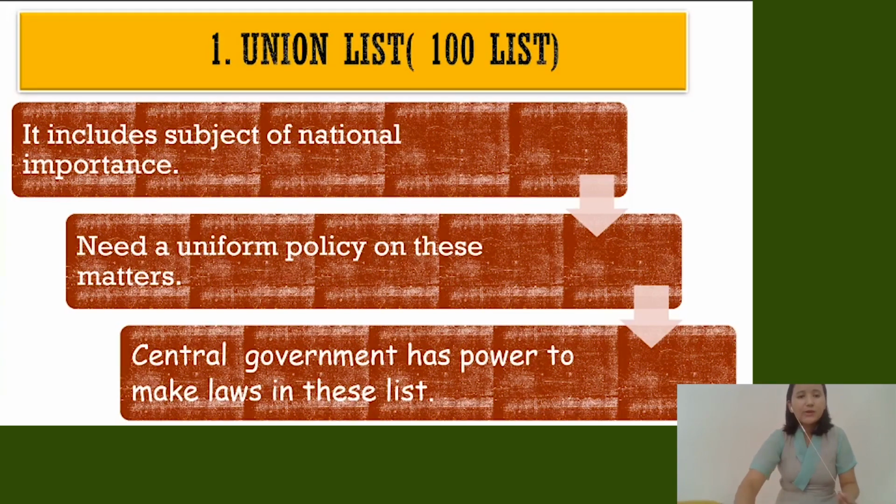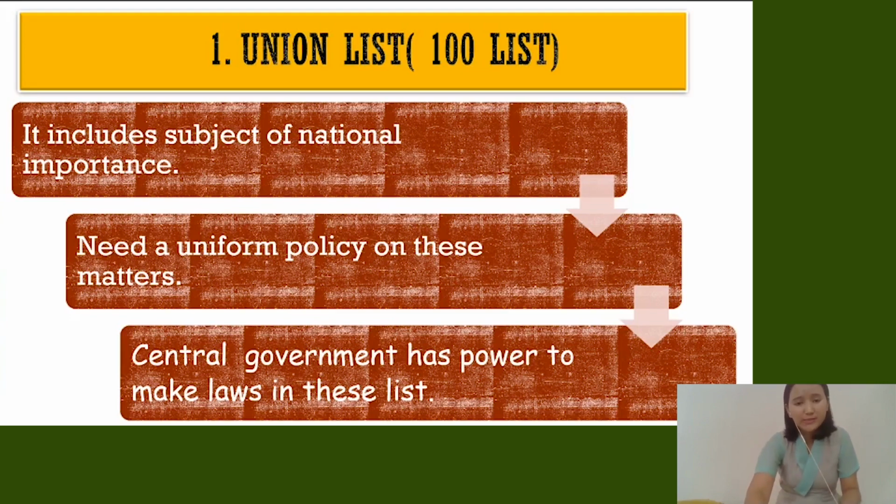Union list refers to those subjects or matters which are of national importance. It is important to the entire country, so these subjects need a uniform law. Because of that, only the central government has the power to make a law on this. The Union list consists of 100 subjects.